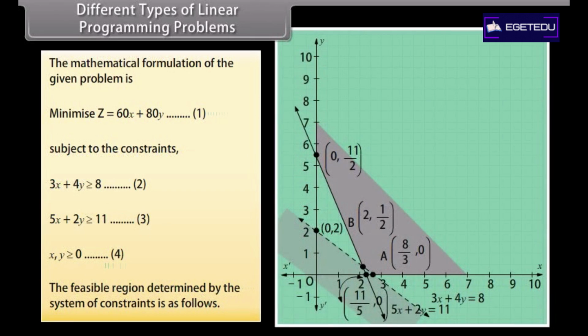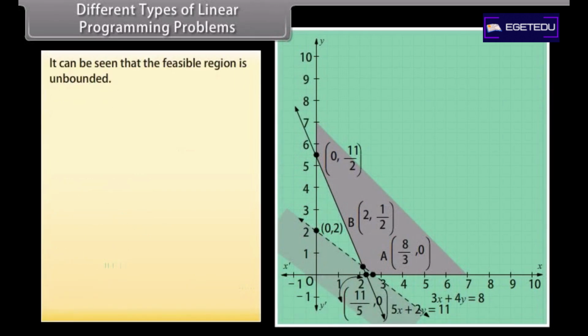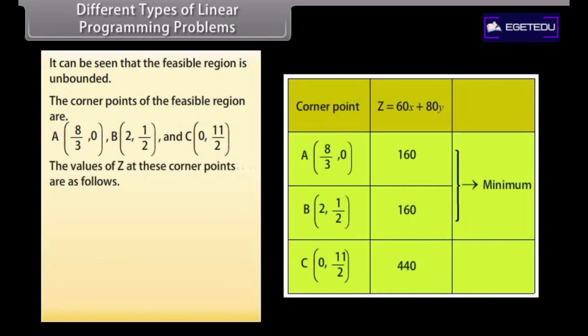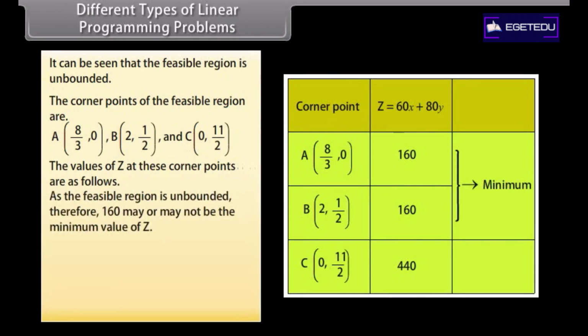The feasible region determined by the system of constraints is as follows. It can be seen that the feasible region is unbounded. The corner points of the feasible region are A (8/3, 0), B (2, 1/2) and C (0, 11/2). The values of Z at these corner points are as follows. As the feasible region is unbounded, 160 may or may not be the minimum value of Z.